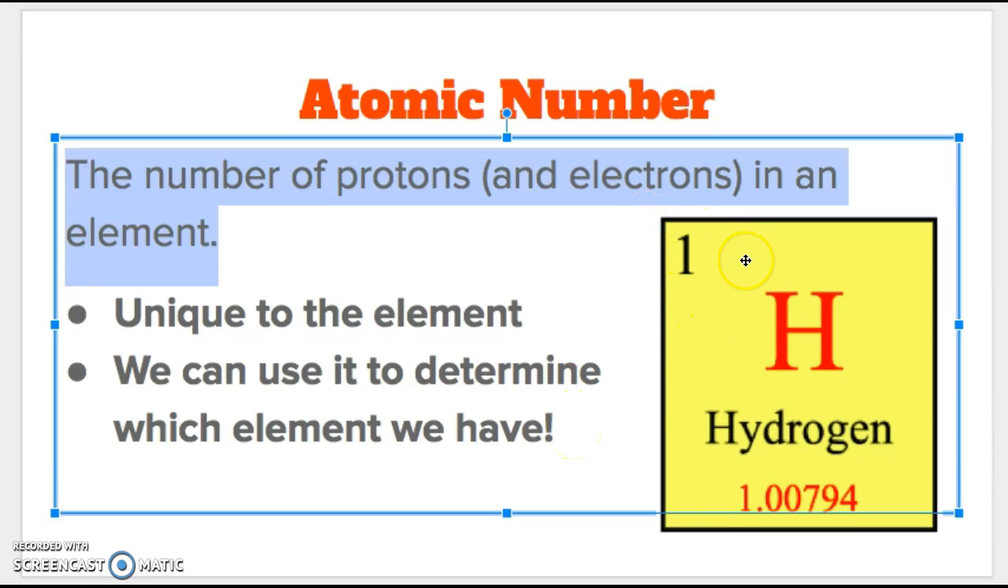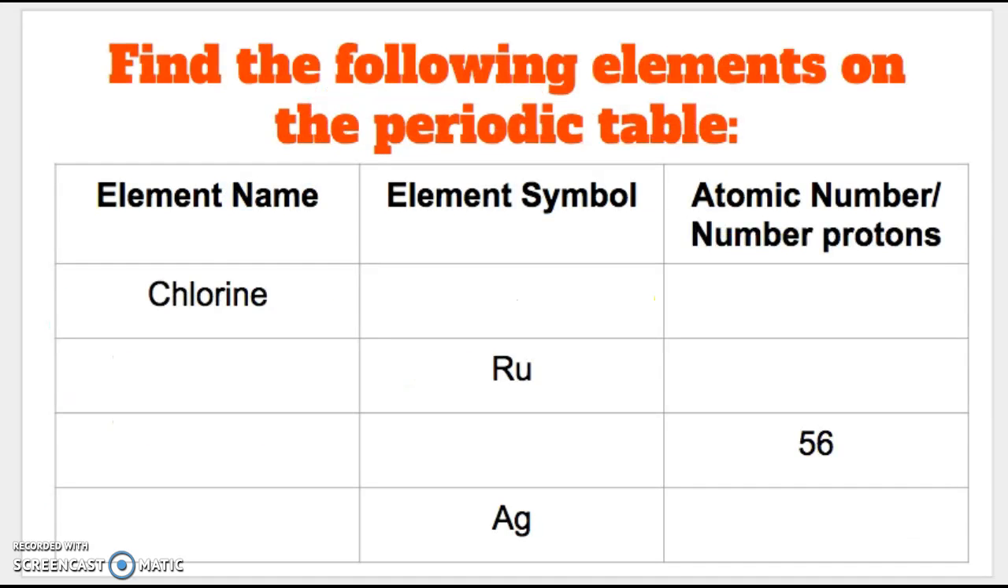So if you look here at hydrogen, hydrogen is the name. Down here is our mass. This is our average atomic mass, which we'll talk about later. And this up here is our atomic number, which tells us an atom of hydrogen is going to have 1 proton and 1 electron. All right, this is the point where you stop the video and you fill in this chart on your own using your periodic table.